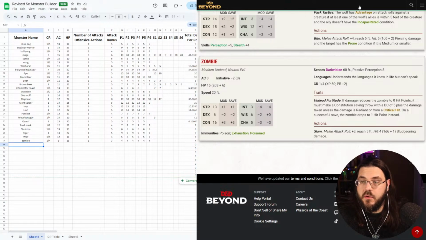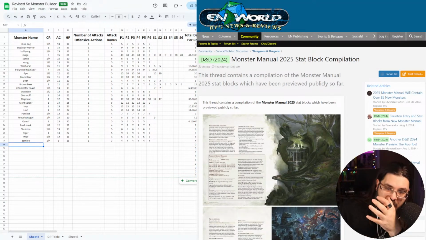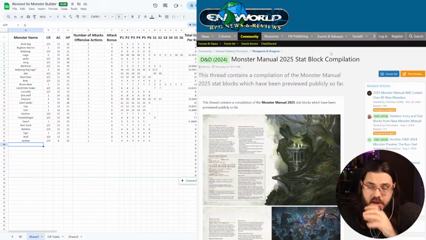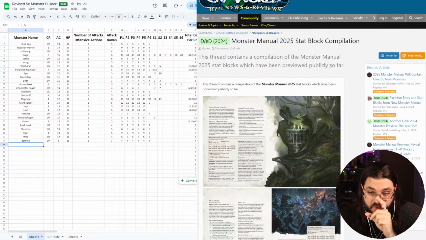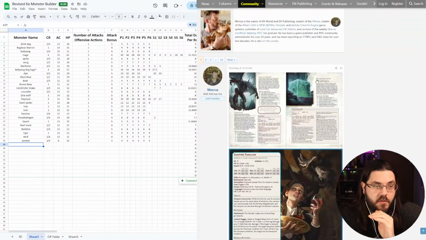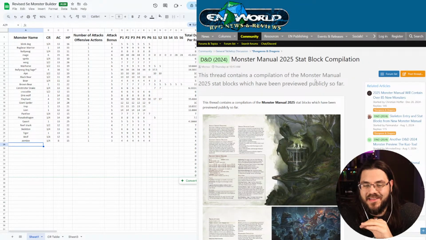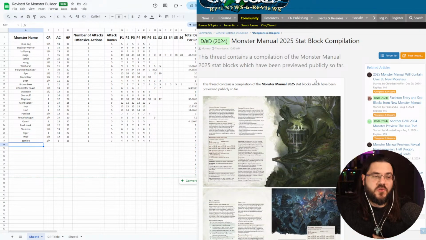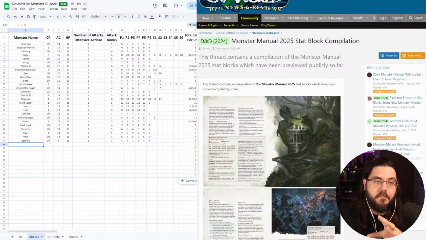And then we want to jump over to, this is a post over on EN World, which is a compilation of the various monster manual stat blocks that have been shown off for the 2025 book so far. So we've got a bunch of different stat blocks here that I want to put into this list, and then take all of them, sort them by CR, see whether anything starts jumping out, and see how it compares to some of the options from 2014.